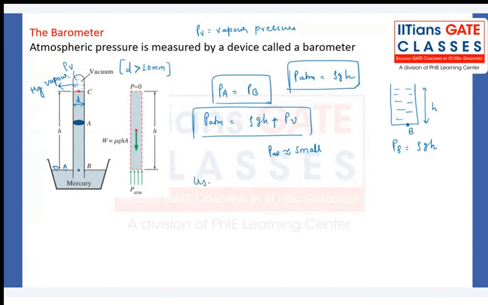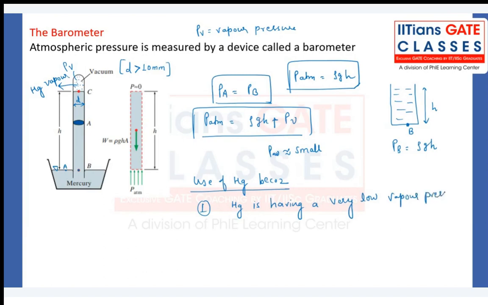So, use of mercury, because the first reason is, my dear friend, mercury has a very low vapor pressure. If you use water, it has a slightly higher PV value, so again the atmospheric pressure reading problem will be there. Second one, high density.